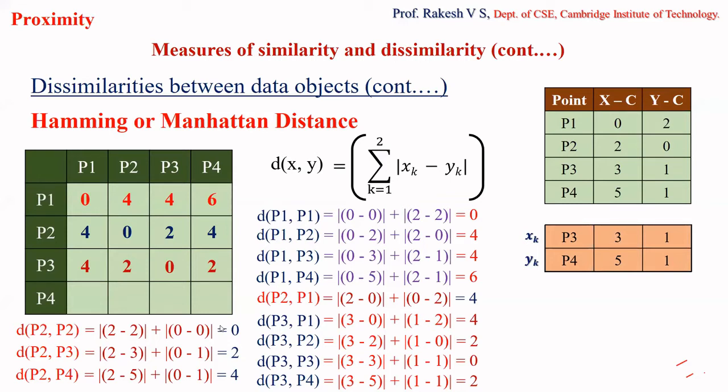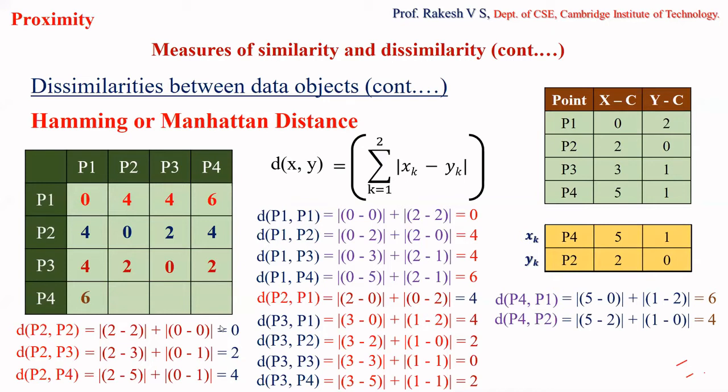For P4, I have to consider P4 with P1. Xk value is 5, 1, yk value is 0, 2. So the solution that I'm going to get is 5 minus 0 plus 1 minus 2, which is equal to 6. I'll tabulate 6. Then P4 with P2, in which case I have xk as 5, 1 and yk as 2, 0, which means I will calculate 5 minus 2 plus 1 minus 0, which is nothing but 4. So I'll tabulate 4 here.